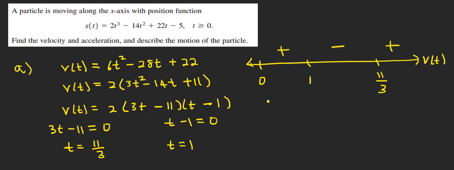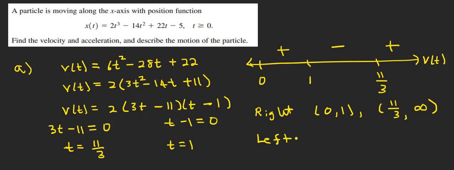So based on this chart, you know that the particle moves to the right on the interval from 0 to 1, and 11 over 3 to infinity. And the particle goes to the left on the interval from 1 to 11 over 3. And what happens at 1 and 11 over 3? The particle is at rest because the velocity is 0.